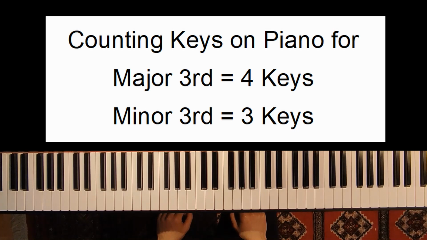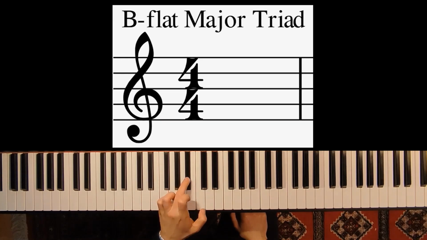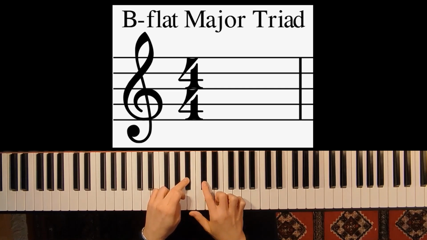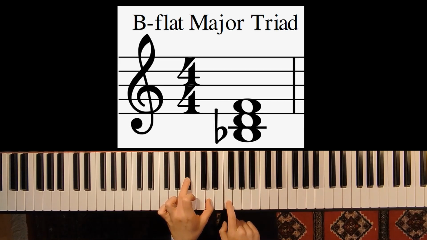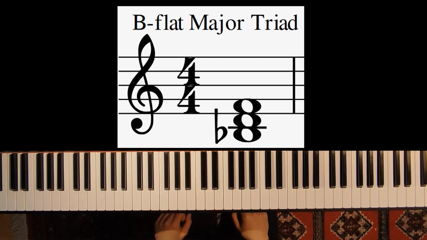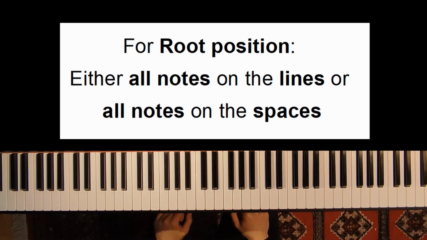Let's do another example for B flat major. 1, 2, 3, 4, D, and 1, 2, 3, F. So here it is also very important that in the root position we either have all the notes on the lines or all the notes in the spaces.